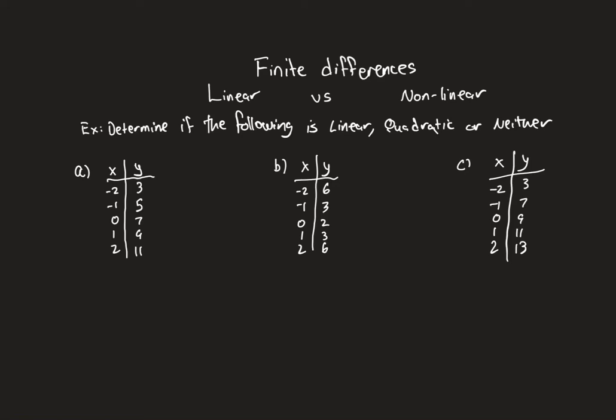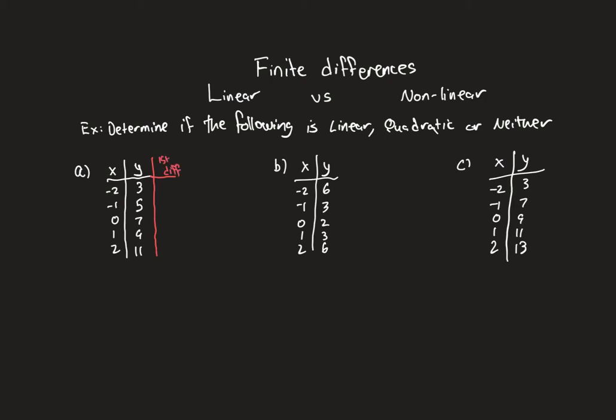And in today's video, we're going to take a look at finite differences. So we can finally take a look at linear versus nonlinear and determine whether something is linear or nonlinear. The age-old question. So, best way to do that is by using an example here with some XY tables. Here are some data points with some X's and Y's, and you want to try to figure out whether it's linear, quadratic, or neither.